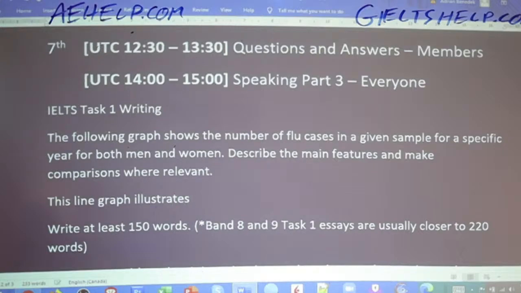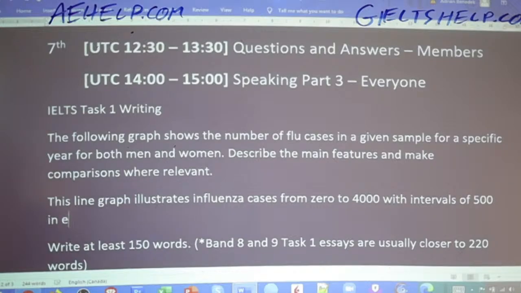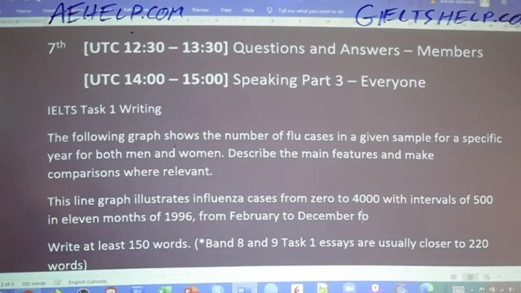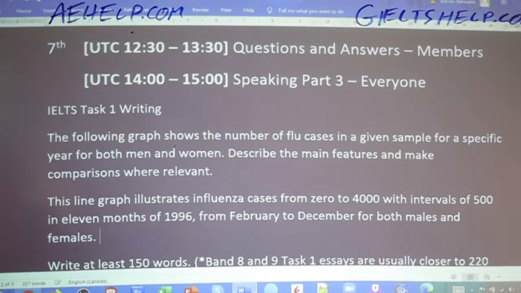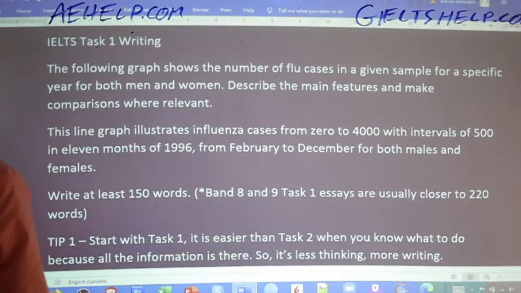illustrates influenza cases from 0 to 4,000 with intervals of 500 in 11 months of 1996 from February to December for both males and females. All right. So there we go. And that's nice and fast. When you practice it, it becomes quick.